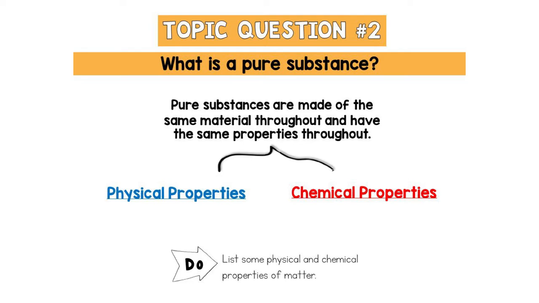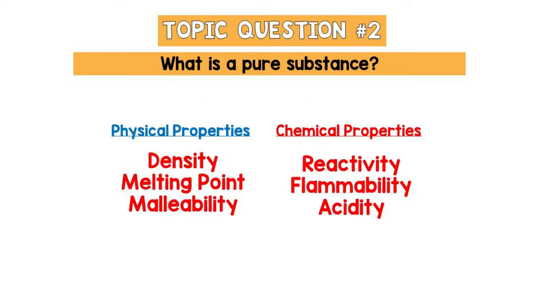We will be learning more about physical and chemical properties next week. For now, know that density, melting point, and malleability are all physical properties. Chemical properties include reactivity, flammability, and acidity.